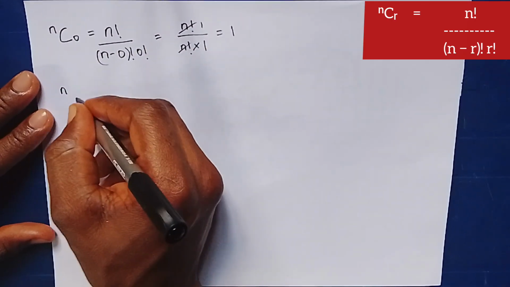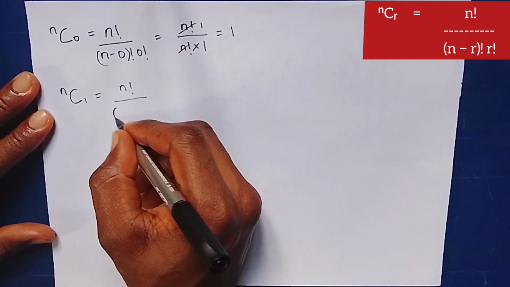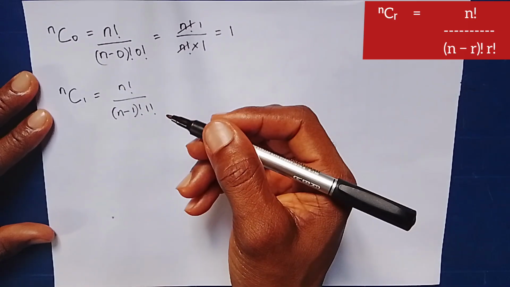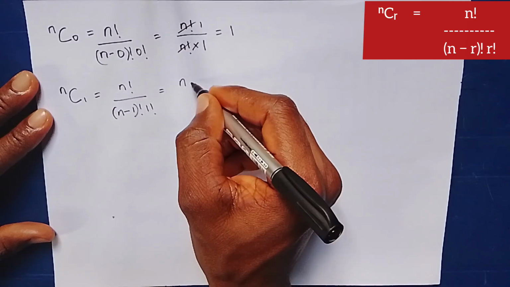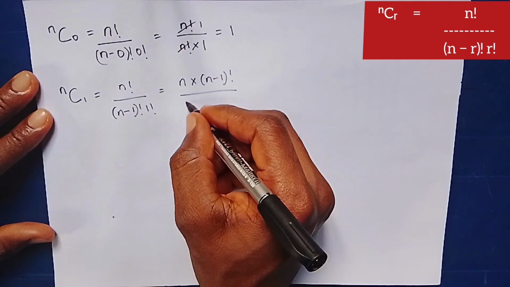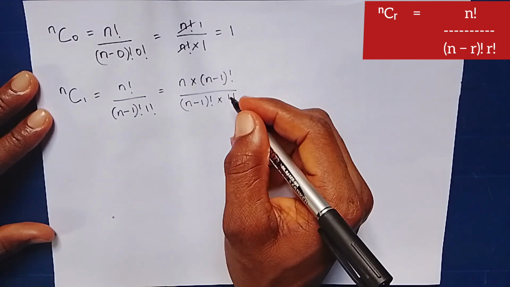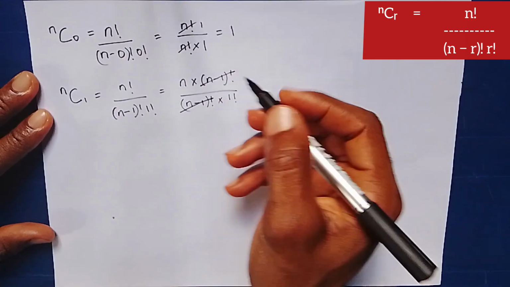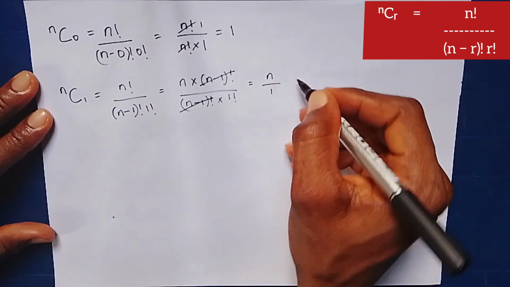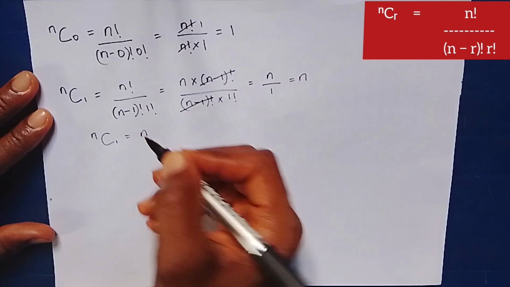Now, n combination 1 is equal to n factorial over n minus 1 factorial times 1 factorial. This is equal to n times n minus 1 factorial over n minus 1 factorial times 1 factorial. N minus 1 factorial will cancel n minus 1 factorial, so we are left with n over 1 factorial, and 1 factorial is equal to 1. So we have here that n combination 1 is equal to n.